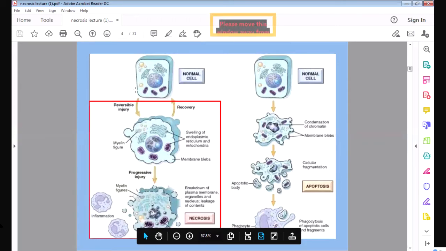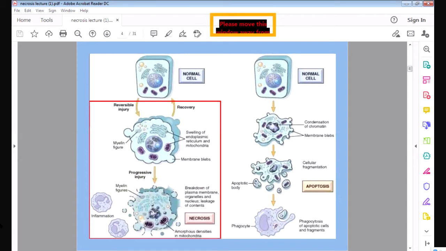So what happens whenever there is injury? The cell membrane is damaged. You can see the cell membrane is damaged. Because the cell membrane is damaged, the water from outside will enter the cell, and what will happen? The cell will swell. The cell will become large, increasing in size. The plasma membrane of the cell will also protrude, as you can see. These are the membrane blebs.